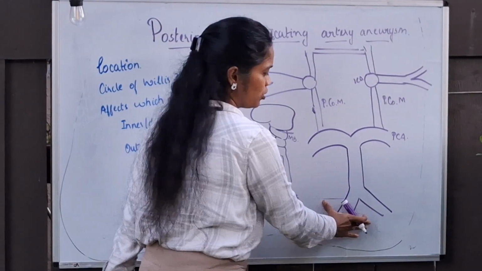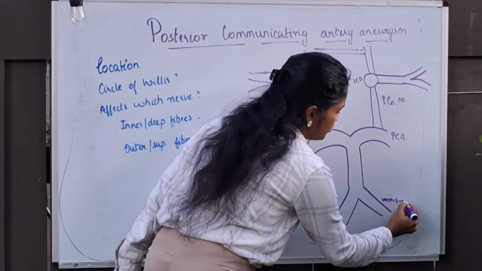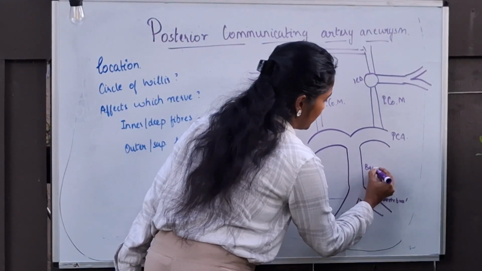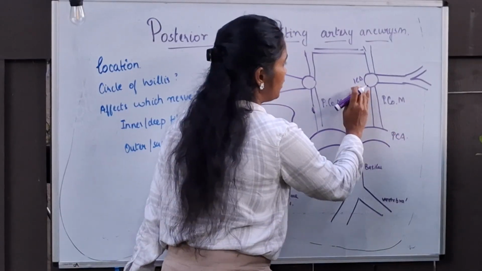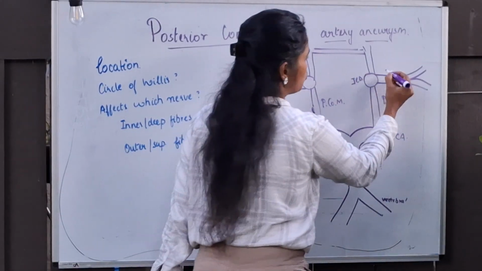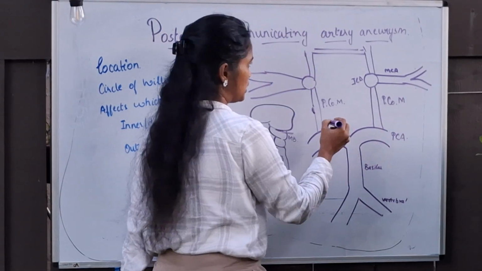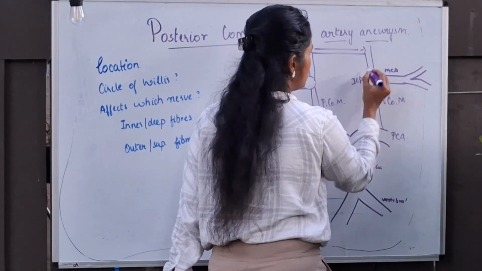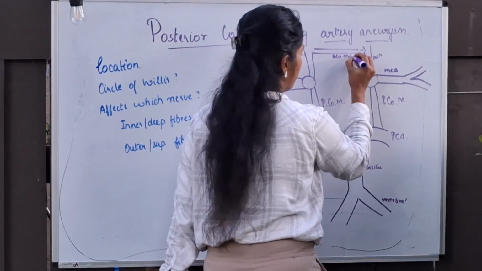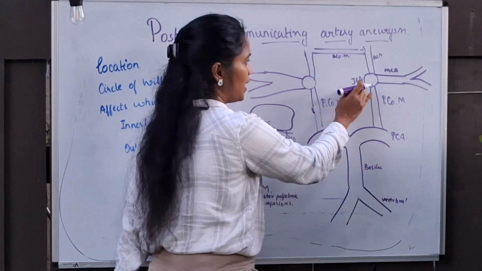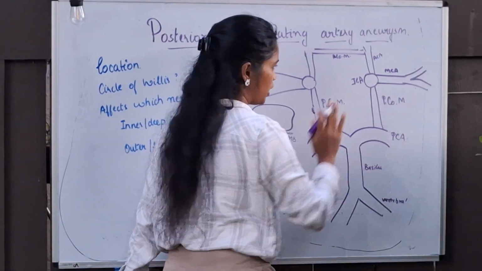This is the diagram of the circle of Willis. Here we have the vertebral arteries, which join together to form the basilar artery. The basilar artery will in turn form the posterior cerebral arteries. Here we have the internal carotid artery, which forms the middle cerebral artery, which forms the superior and the inferior branches of the middle cerebral artery. This is the anterior cerebral artery and this is the anterior communicating artery. Now the posterior cerebral artery and the internal carotid artery are anastomosed by the posterior communicating artery.